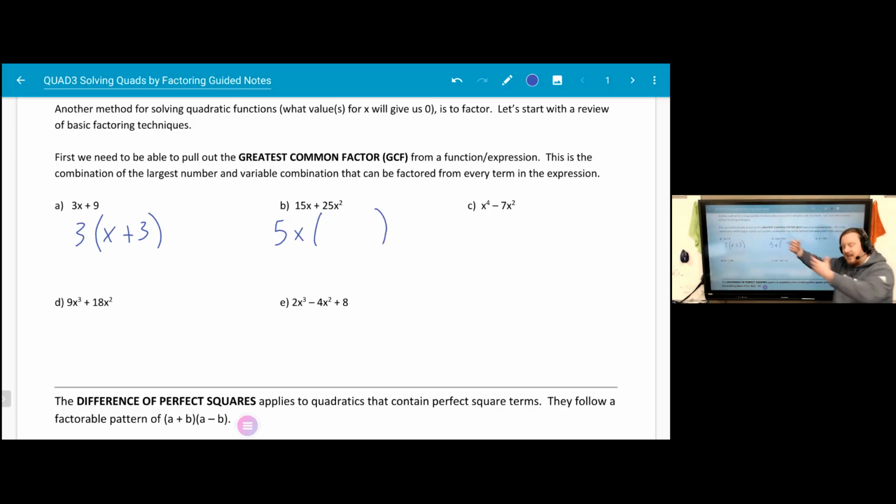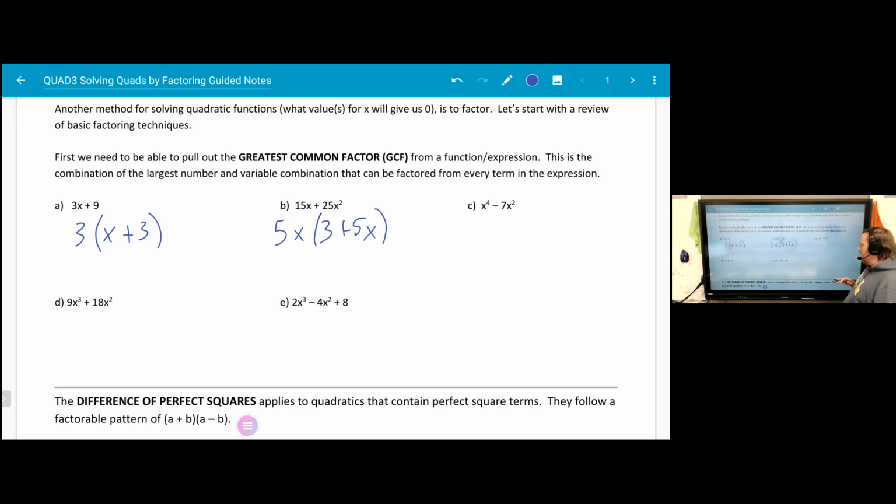Think of this as, again, undistributing. 5x times what gives us 15x? 3. 5x times what gives us 25x squared? Well, we know 5 times 5 gives us our 25, and x times x gives us our x squared.